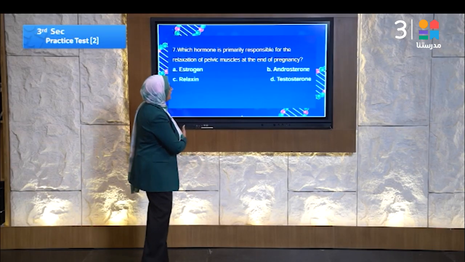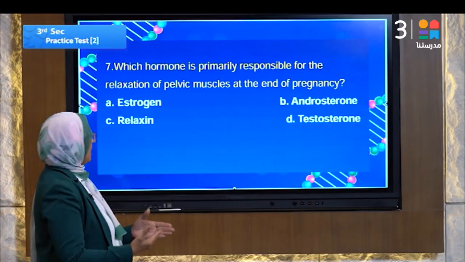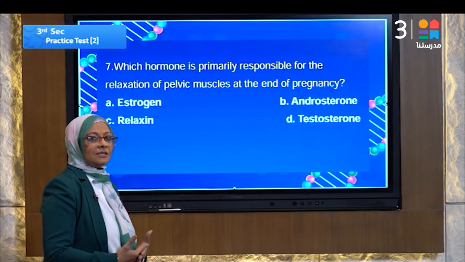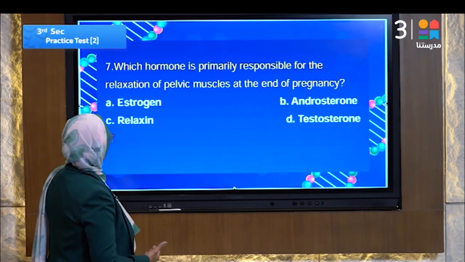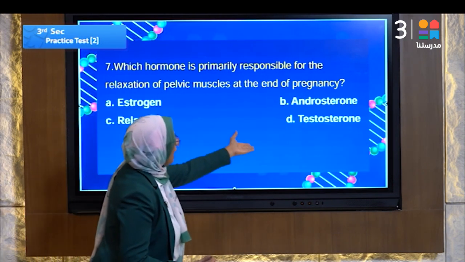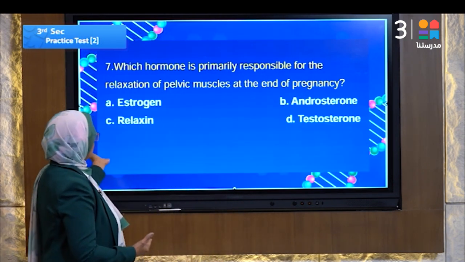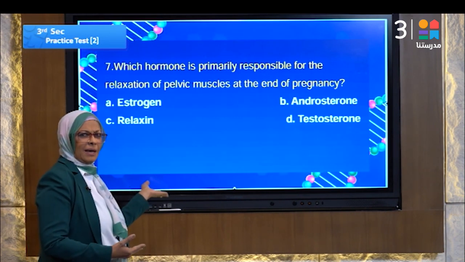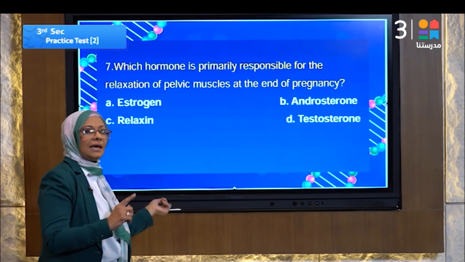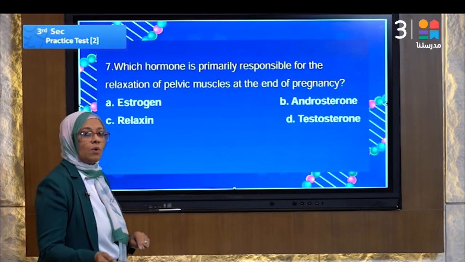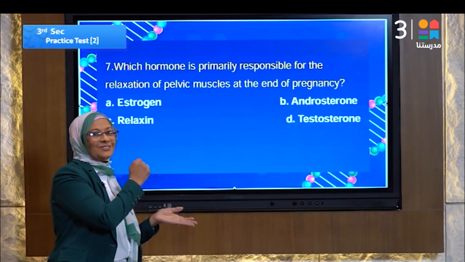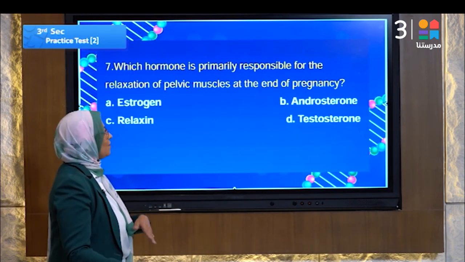That means we need many hormones, and one of them is very useful in delivery. Let's read and suggest what it is. A, estrogen. B, androsterone. C, relaxin. Does the mother need to relax? No, not relax. Relaxin is the name of the hormone. D, testosterone. No testosterone here in delivery. Let's go to the answer.